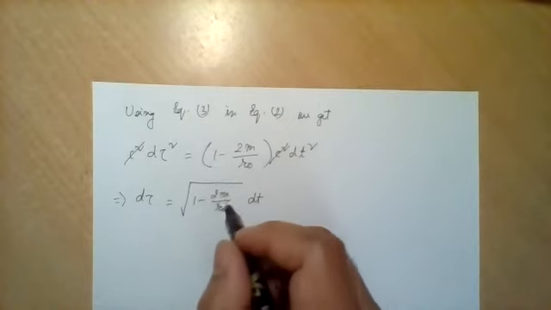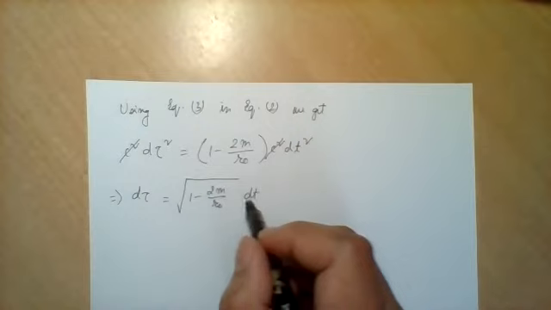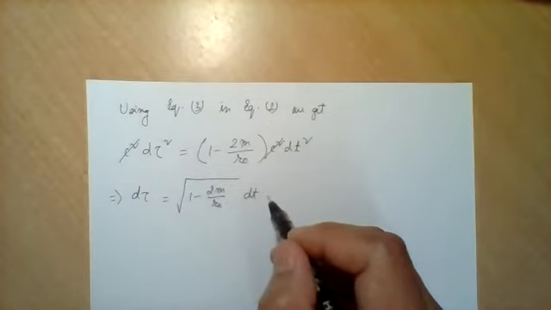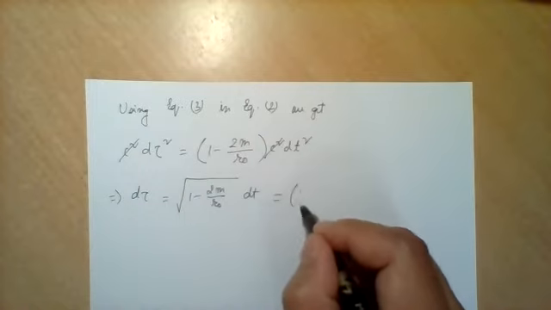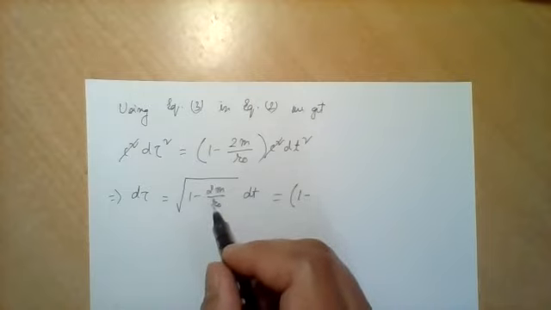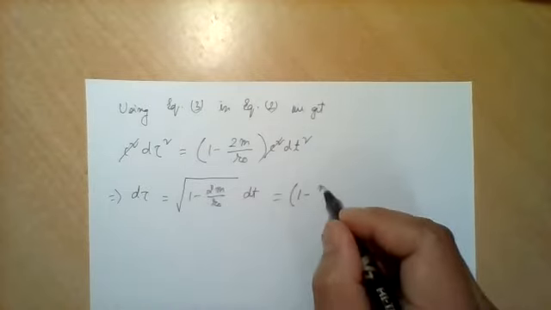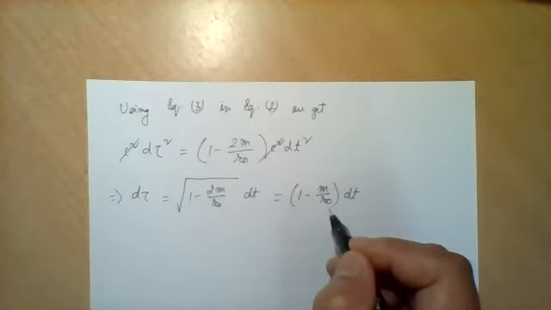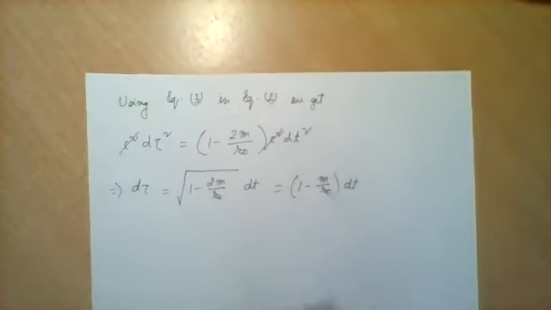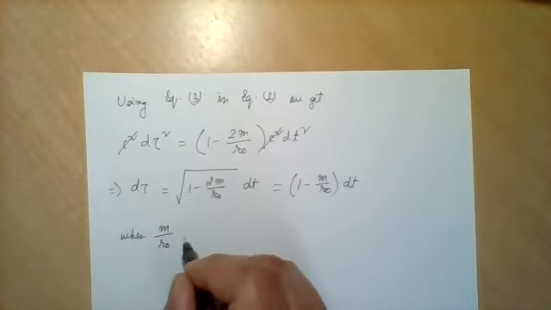Okay, if this quantity m by r0 is small, then we can use the binomial expansion and retain only the first term. In that case, this becomes 1 minus half of 2m by r0, and the half and 2 cancel out, and we get only 1 minus m by r0 times dt. So this is the binomial expansion, retaining terms only up to first order in the small quantity, when m by r0 is small.